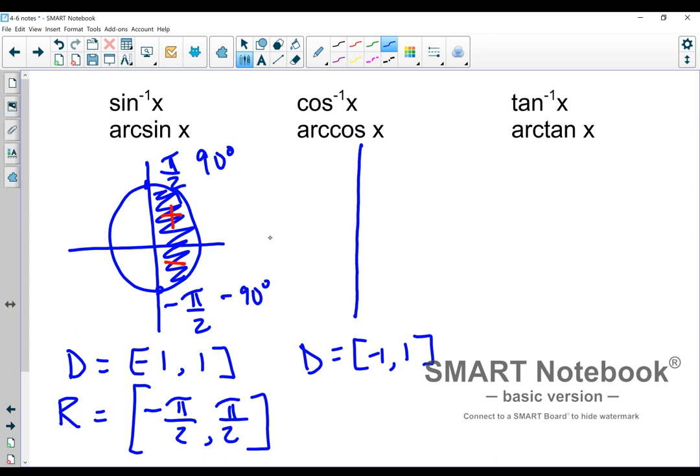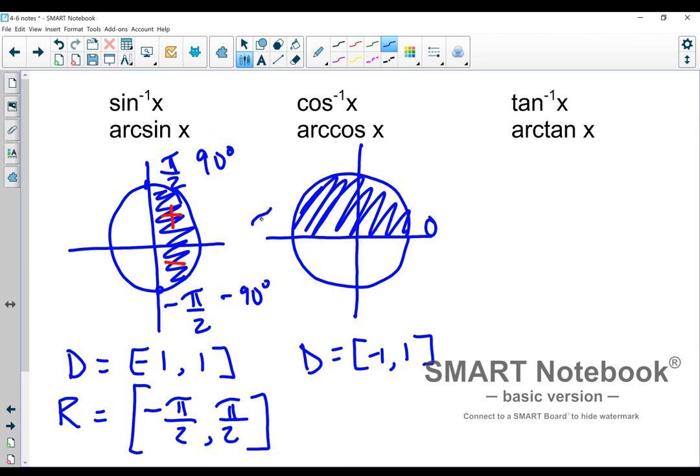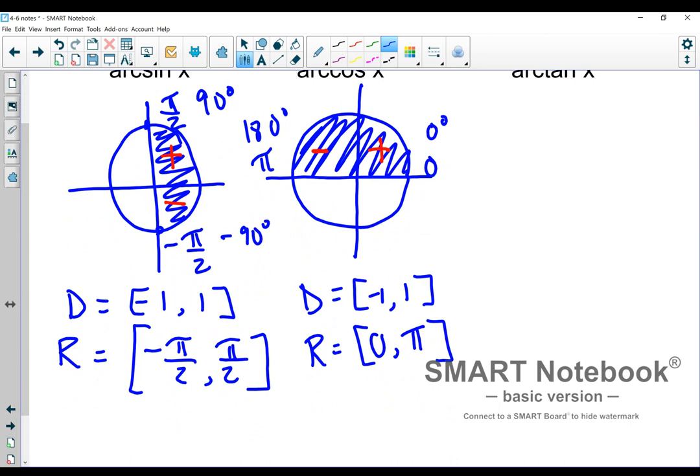So for cosine, we're looking at it being from 0 to pi, or 0 to 180 degrees. And it would be positive in quadrant 1, negative in quadrant 2. Let's see, in our range, let's write that down, 0, comma pi. These are those hard parentheses instead of soft because we're actually including 0, we're including pi.